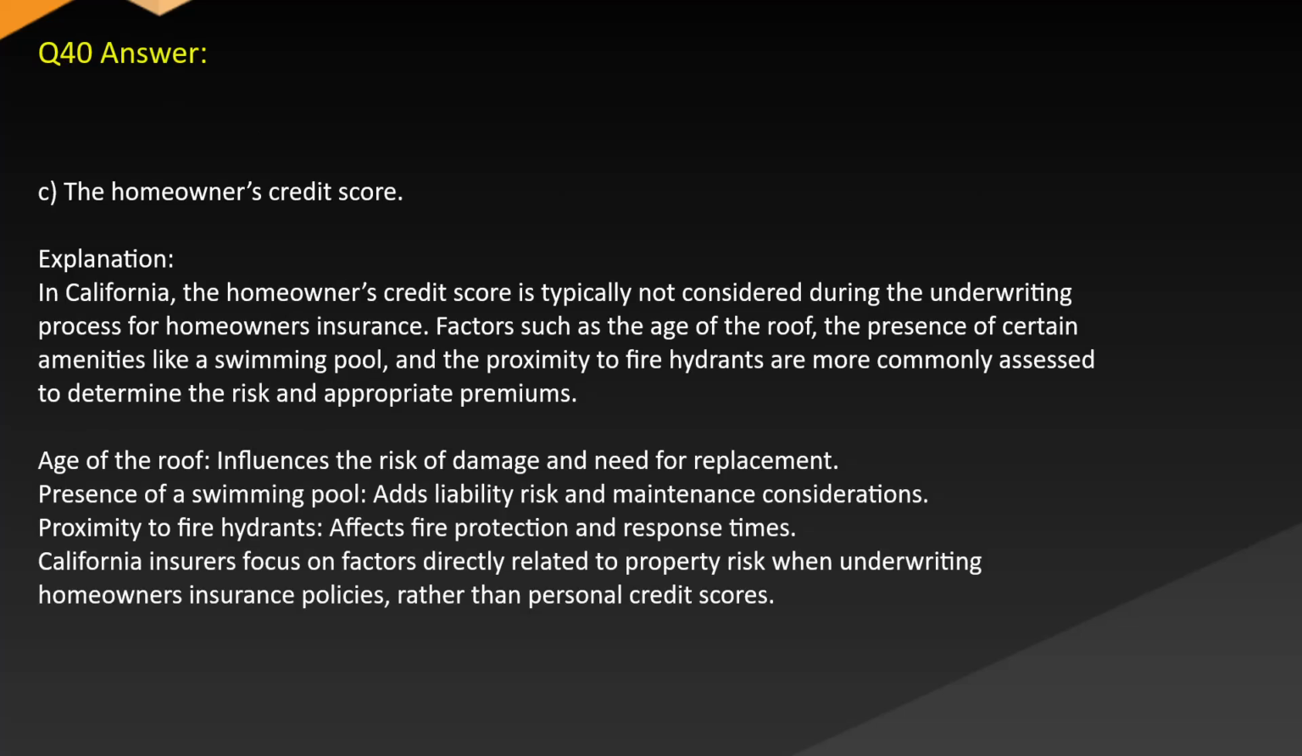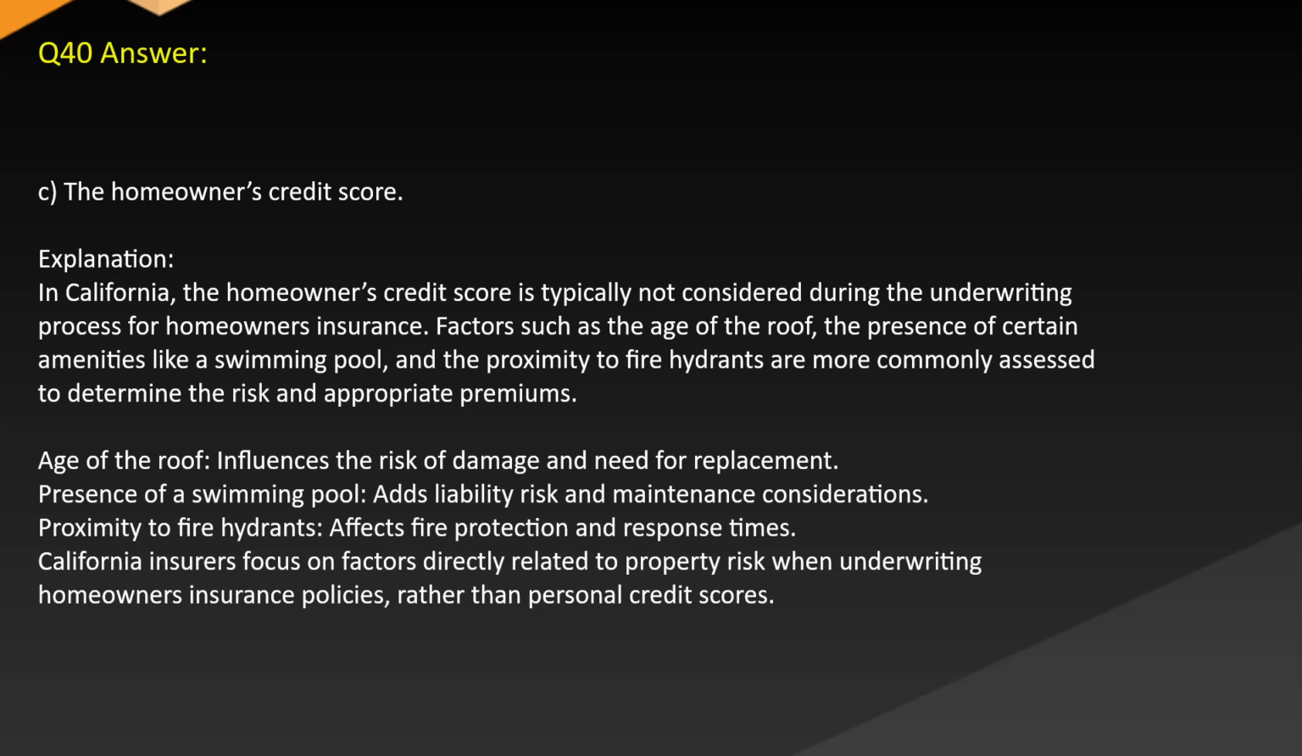Answer: C. The homeowner's credit score. Explanation: in California, the homeowner's credit score is typically not considered during the underwriting process for homeowners insurance. Factors such as the age of the roof, the presence of certain amenities like a swimming pool, and the proximity to fire hydrants are more commonly assessed to determine the risk and appropriate premiums.